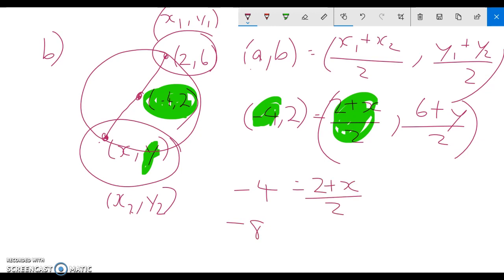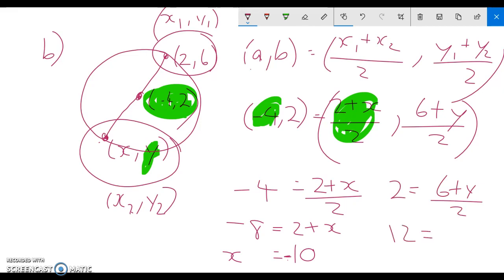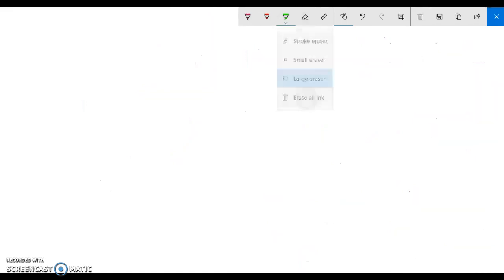So -8 equals 2 plus x. So x actually is equal to -8 take 2, which equals -10. Alright. 2 is going to equal 6 plus y on 2. So 12 is going to equal 6 plus y. So y is going to equal 6. Alright. So that's how we do that one. Cool. Nice. Erase all ink.